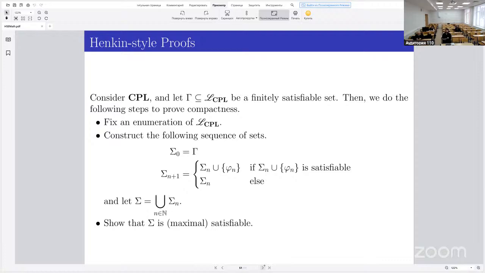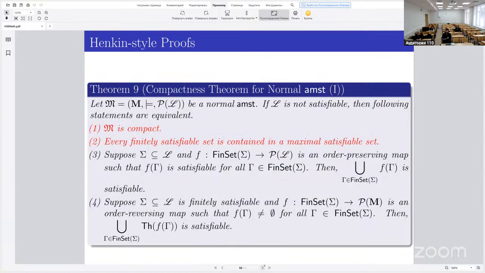Now it's very interesting to know that this is actually equivalent to compactness for normal logics. However, we need to assume that L is not satisfiable. If L is satisfiable, then due to normality every set is satisfied. So that's not a very interesting case. So if you have a normal MST, then these two conditions are equivalent.